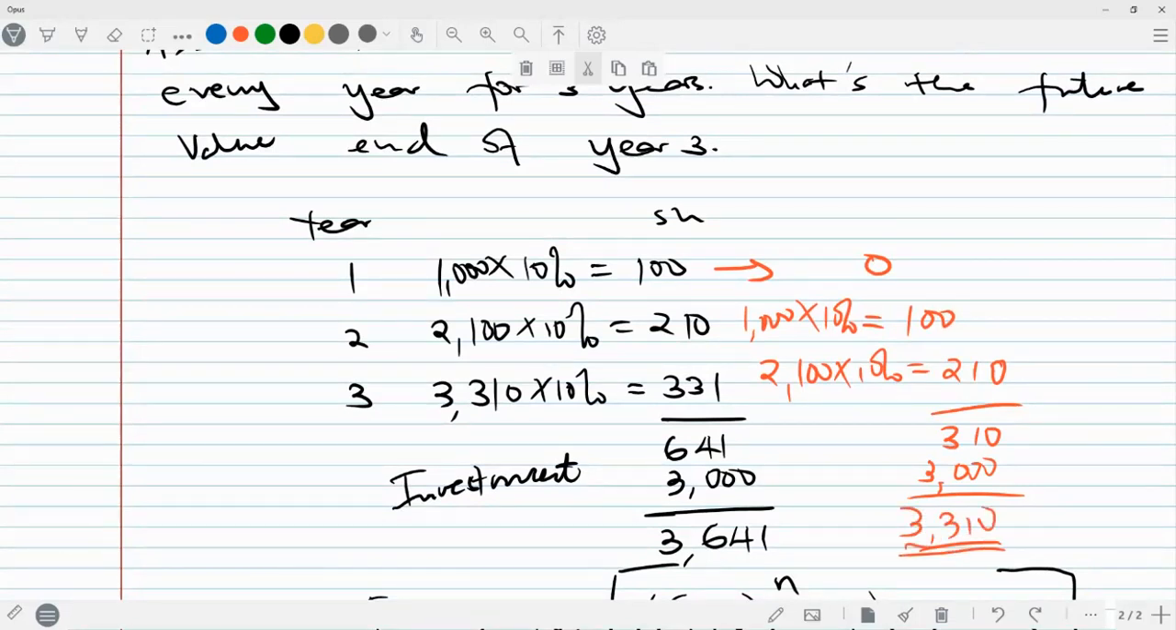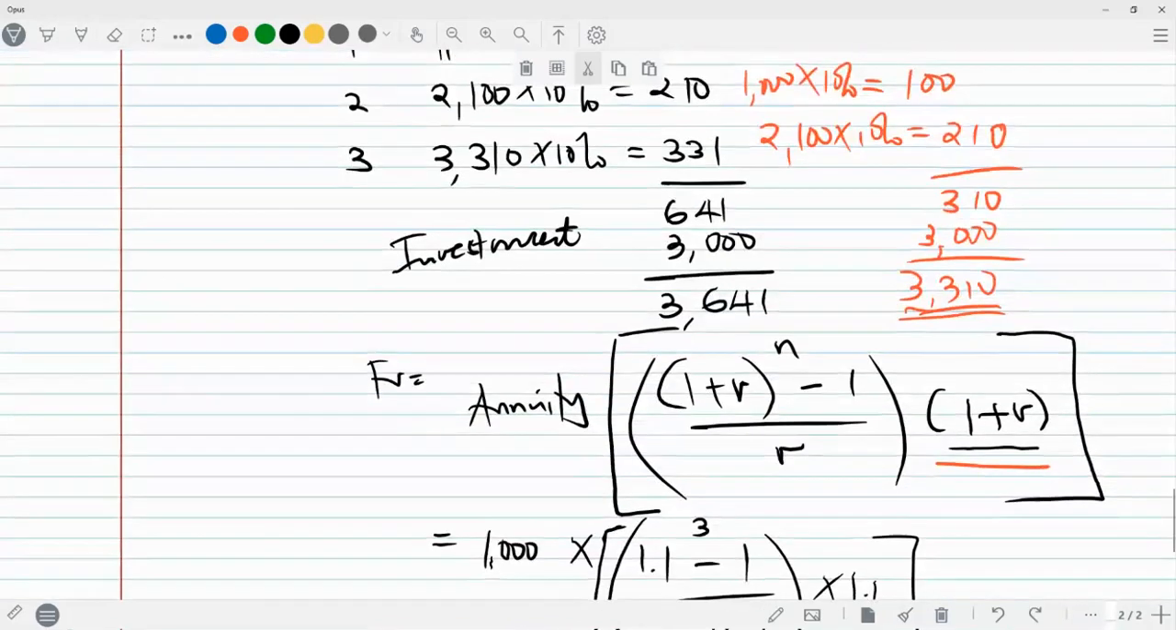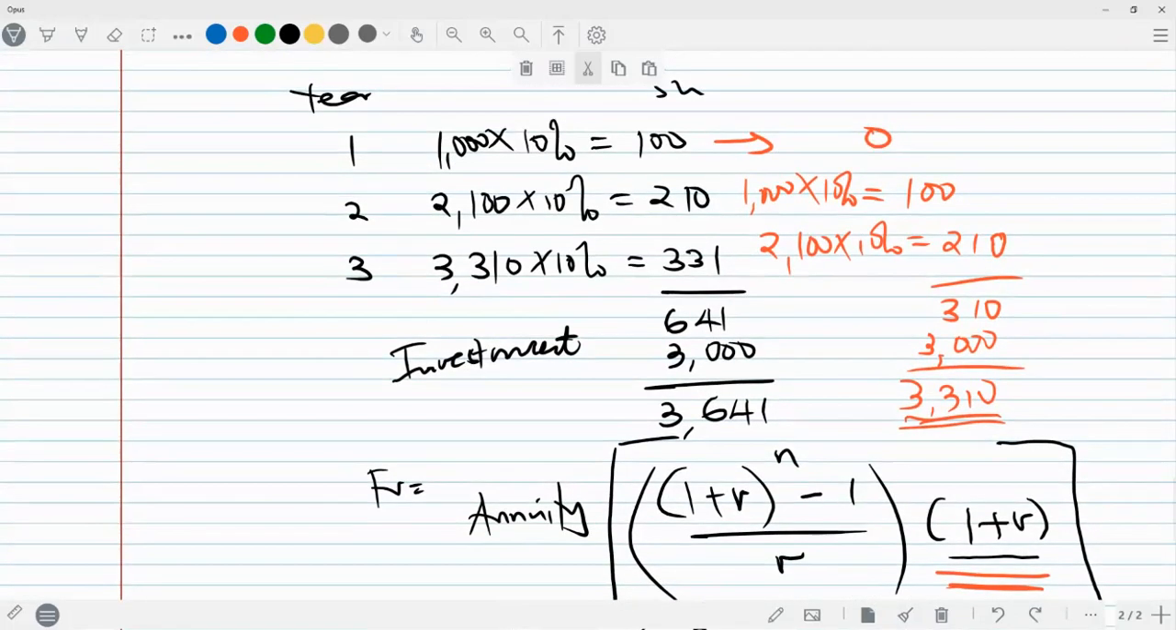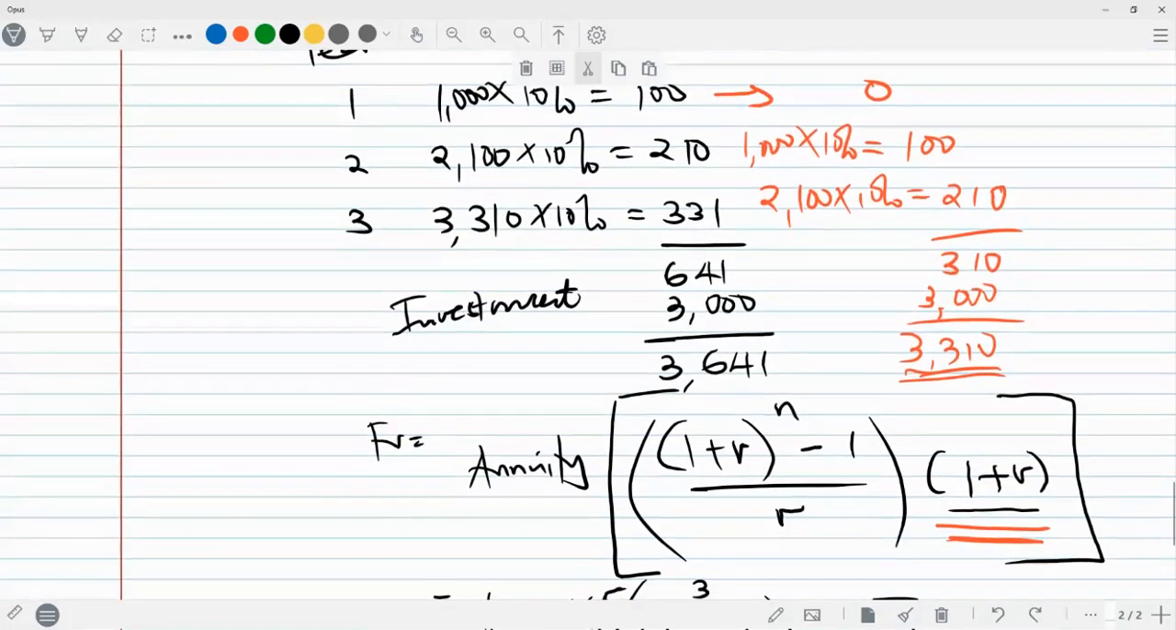So be careful with the timing. Is it occurring at the end of the year or the beginning of the year? If it's occurring at the beginning of the year, then of course you qualify our formula by adding 1 plus R. If it's occurring at the end of the year, then of course you just use it as it is, the 310 we have here. Clear?